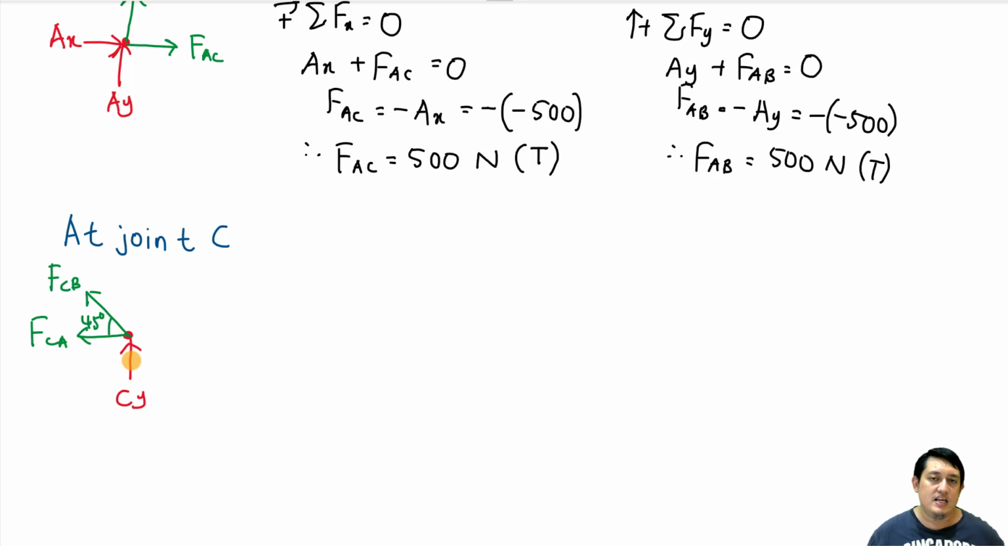To make our calculation easier, if you can see here, FCB is the only force that we can resolve to the Y direction. FCB we can resolve to Y and also to X, and CY is pointing towards Y also. So let's start with total of Fy equals to 0.